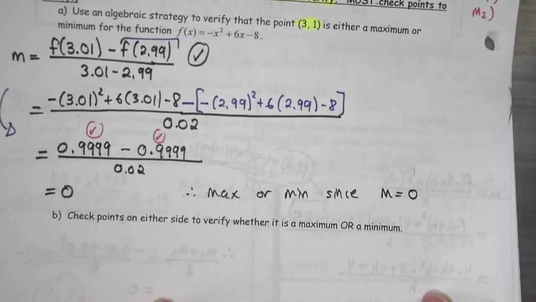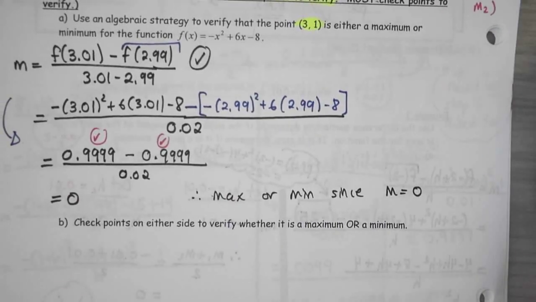But then for part B, it says check points, right? So it's actually walking you through the method. So I establish it's 0, which means it should be a max or a min. Do we have to check 2 points or can we just check 1? You do have to check 2 because it could be continuing upwards. So it could be a deceptive max min, right?